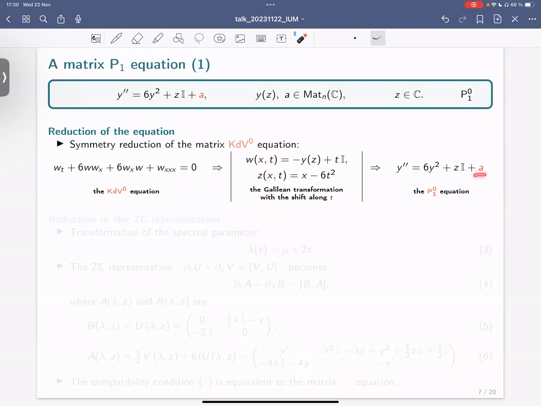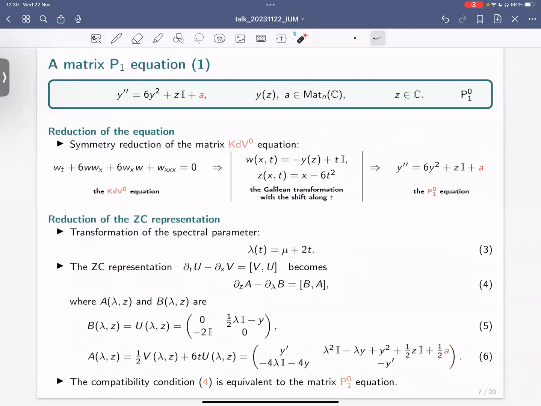Here, A is an arbitrary matrix that arises from the integration. We can do the same reduction for the matrices U and V. Namely, if we supplement this change of variables by this formula for the spectral parameter in order to introduce a new spectral parameter lambda, then we can obtain from matrices U and V new matrices A and B that are given by these two formulas.